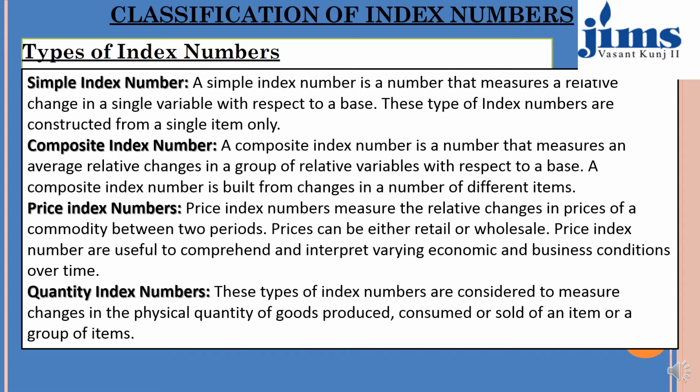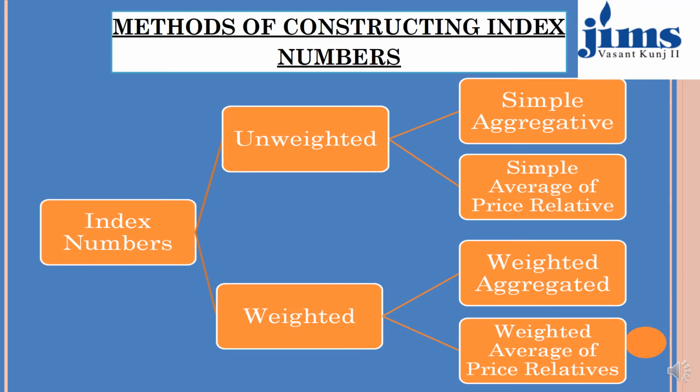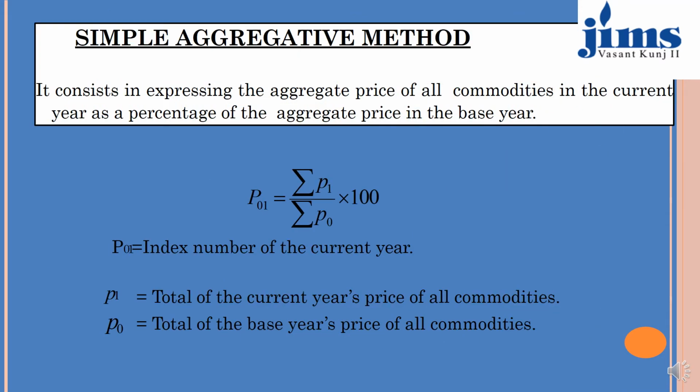And the quantity index number, as I have mentioned earlier, considers the changes in quantities instead of price for finding the index number. Now an index number can be a weighted index number or an unweighted index number. Unweighted means the simple average method and simple price relative method, and weighted means the weighted average method and weighted average price relative methods.